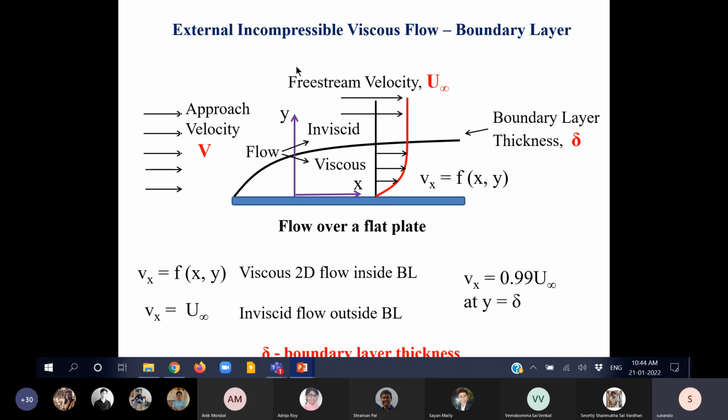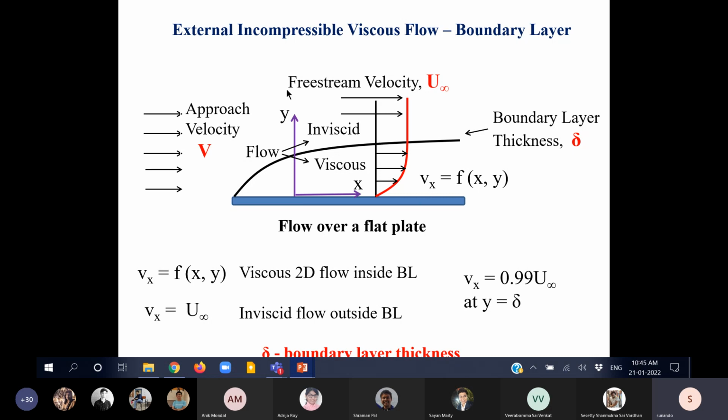So the term free probably refers to it being free from viscous forces, which are present inside the boundary layer. So the boundary layer is a conceptual, imaginary thin layer inside which the velocity is going to be a function of x and y. So it is a function of x as well as a function of y, whereas the approach velocity, if you see over here, is a constant, not a function of x or y.